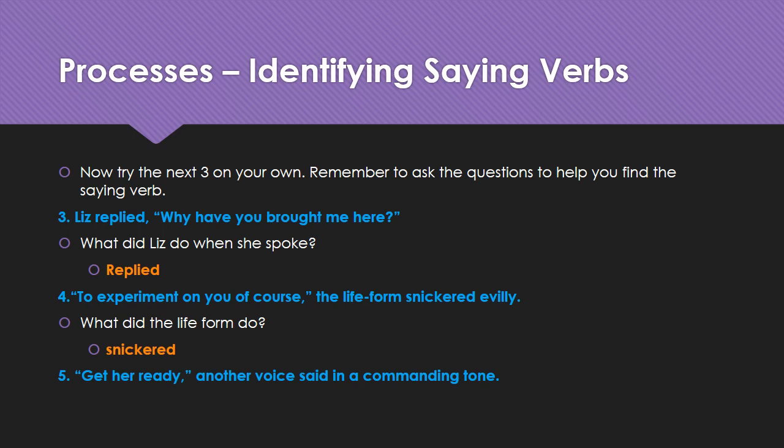Number 5, "Get her ready," another voice said in a commanding tone. Now, let's have a look. Who spoke? Well, it was another voice. And what did they do? Said. And as we have seen in the other examples, the in a commanding tone part is giving us more information about how they said it. So it is also an adverbial phrase. So that's not part of the saying process.